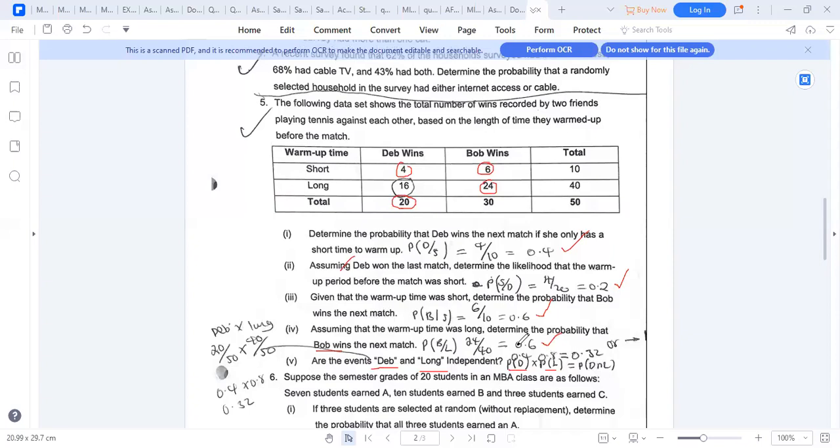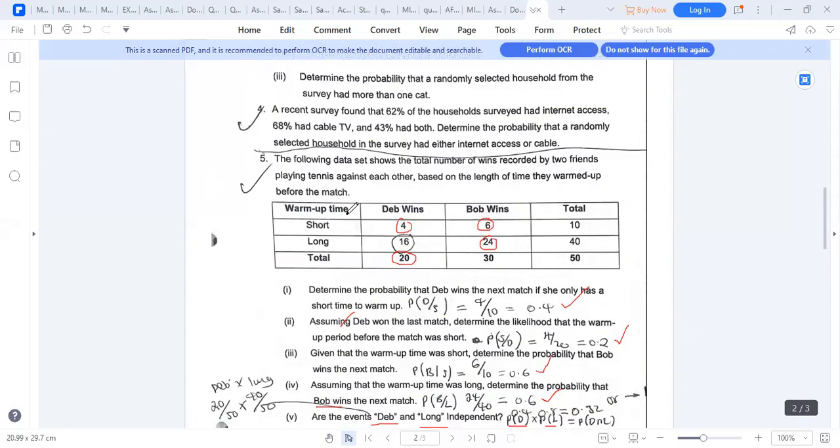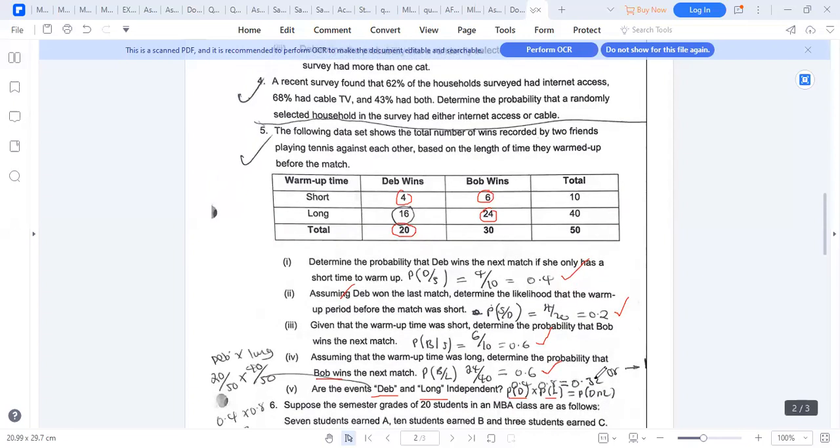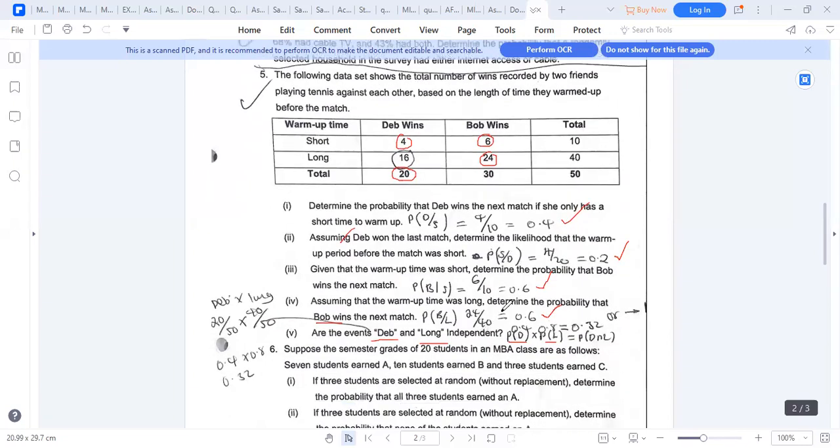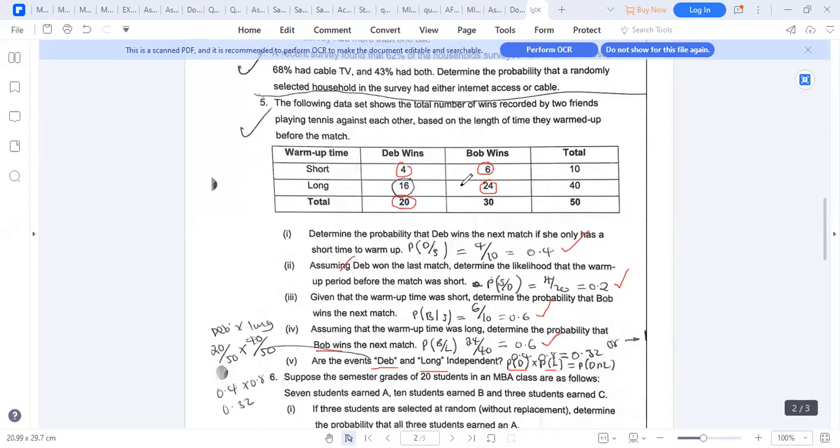0.32. And what is the probability of Deborah intersection long? Deborah intersection long is 16 out of 50. So when we divide 16 by 50, we get 0.32. So apply these times that. If they're the same, then we're independent. So 0.4 times 0.8 should be equal to 16 out of 50. So they are balancing. Here is 0.32 and here is 0.32. So we can say yes, they're independent.